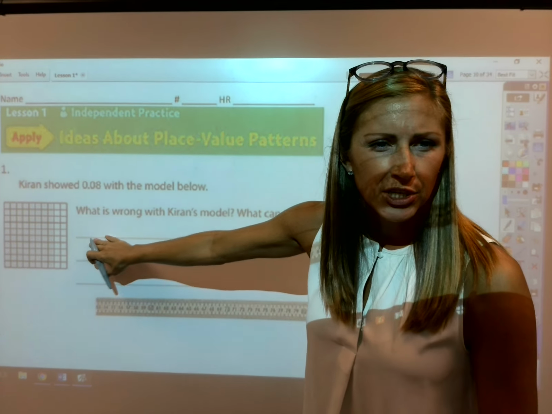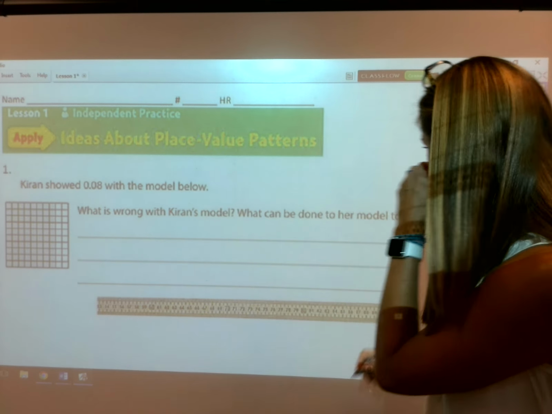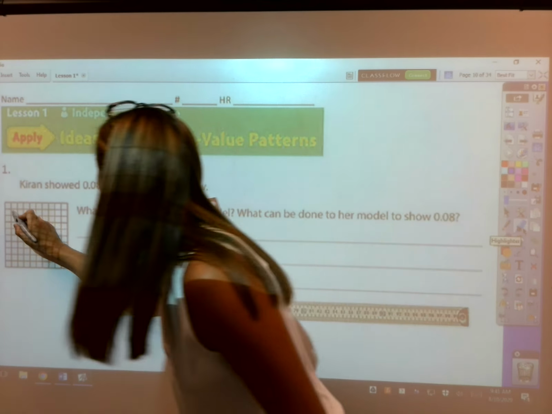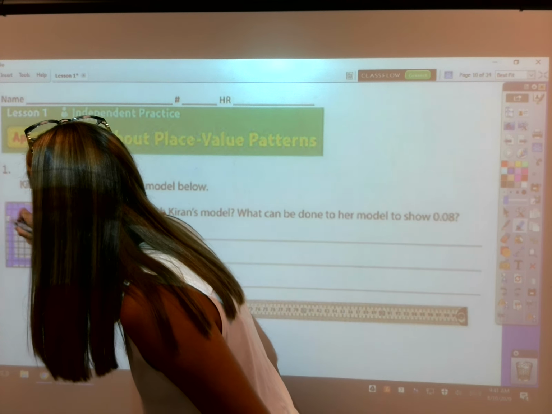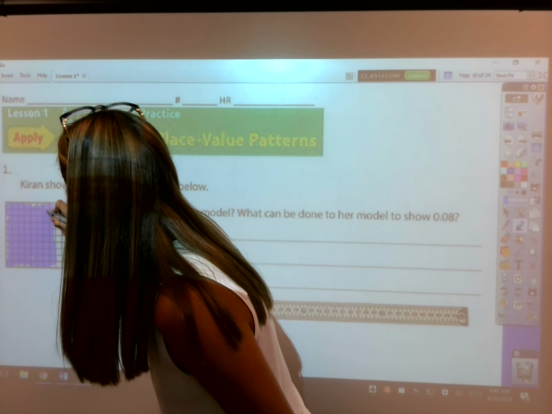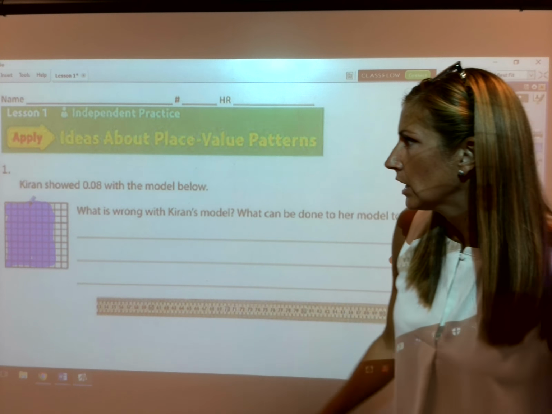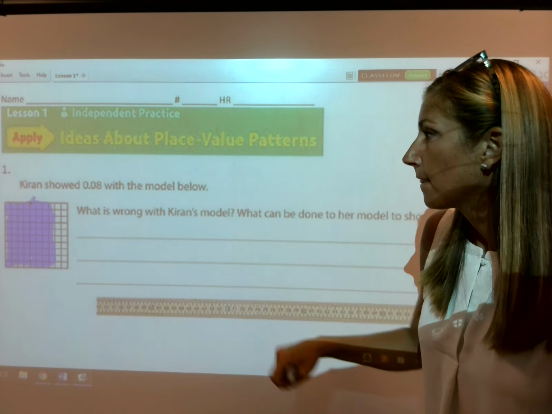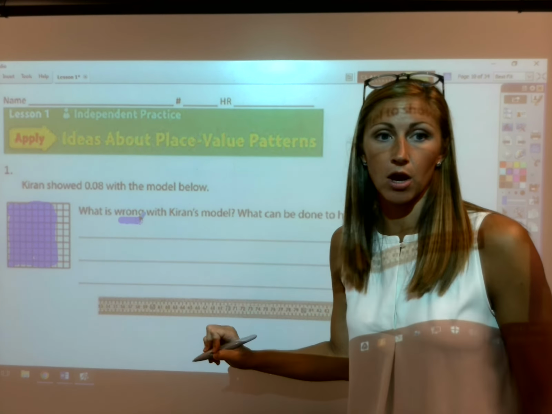So hopefully you can see your model. I can see that there is some shading here. And just in case you can't quite totally see it, I'm going to leave this in maybe a little bit more right here for you. It's a quick shade. Okay, so that's what's shaded. And here I'm saying is 800ths. The question is, what is wrong? Okay, we already know something's wrong.